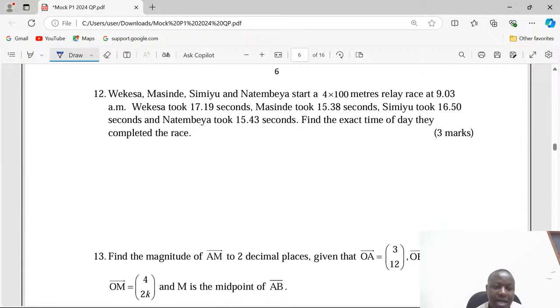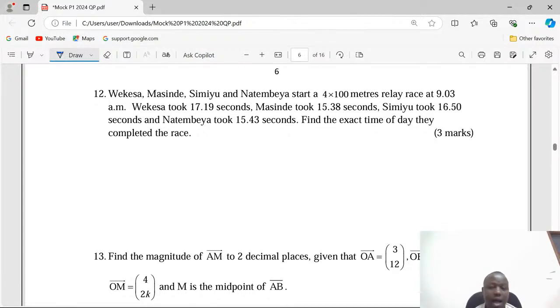There is number 12 here. Wekesa, Masinde, Simiyu and Natembea start a 4 by 100 meter relay at 9:03 a.m. Wekesa took 17.19 seconds. Masinde took 15.38 seconds. Simiyu took 16.50 seconds and Natembea took 15.43 seconds. Find the exact time of the day they completed the race.